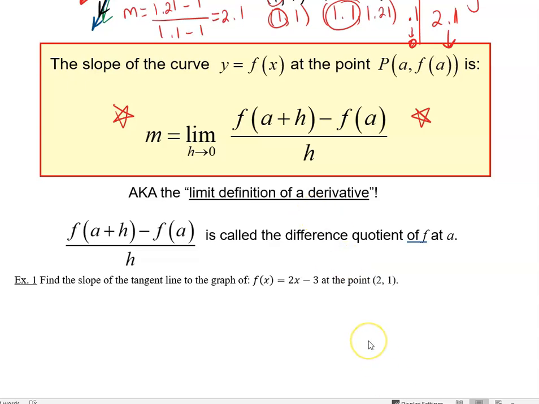All right, let's continue our discussion on what we mean by the derivative at a particular point. So this notation here, this limit definition of derivative, we'd read this as the limit as h approaches 0 of f of a plus h minus f of a all over h. We're going to break this down.